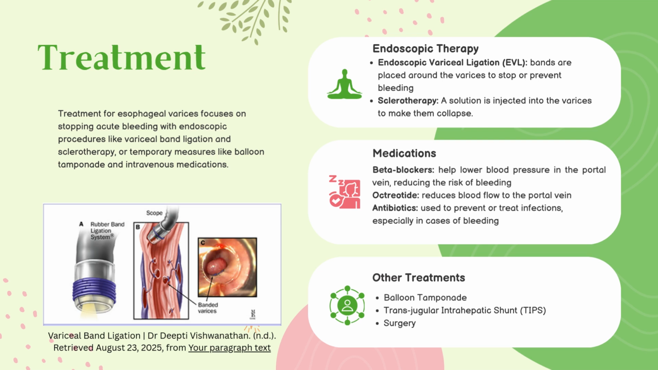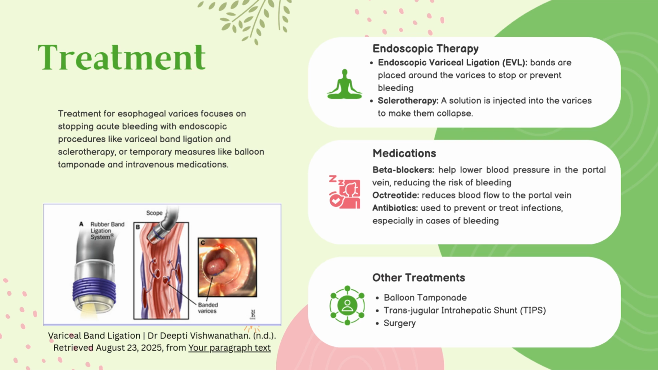Treatment is via endoscopic therapy. You could do endoscopic variceal ligation, where bands are placed around the varices to stop and prevent the bleeding. Sclerotherapy, where a solution is injected into the varices to make them collapse. Medications such as beta blockers and antibiotics can help lower blood pressure in the portal vein and are also used to prevent and treat infections, especially in cases of bleeding.